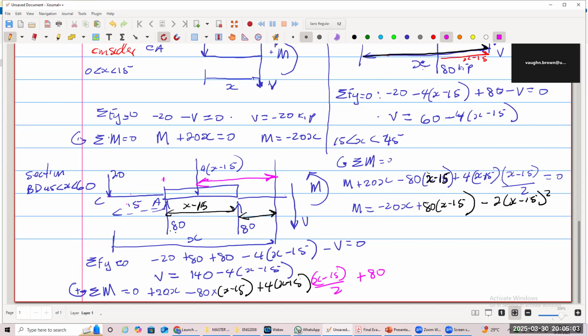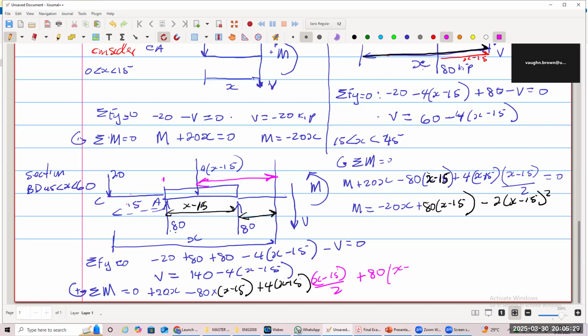Are you with me? Sir, would it be x minus 15? Come again? X minus 15. Or no. Come again. Let me see if you're right. You say it is x minus 15. It couldn't be x minus 15 for that distance.